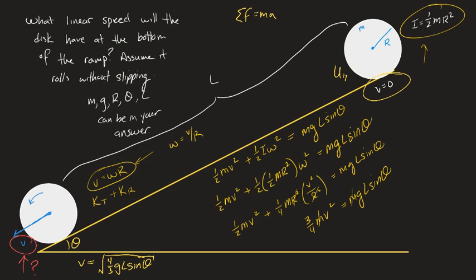You should probably consider redoing this problem in terms of I and see what happens. But at this point, I'm just solving for V. And, of course, I get 4/3 GL sine theta.